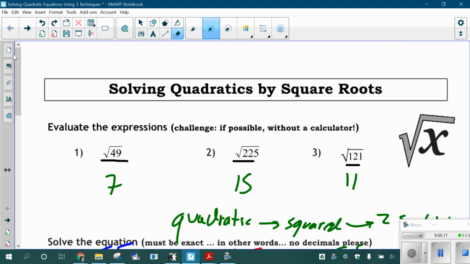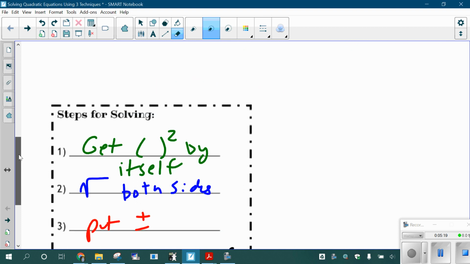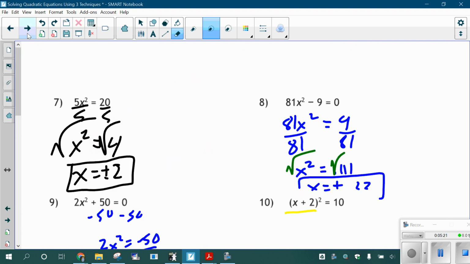we got the squared thing by itself, we're done with that. Square root both sides. We're ready to square root both sides. Don't subtract the 2 first. The 2 is part of the squared thing. So our first step here is to square root both sides.